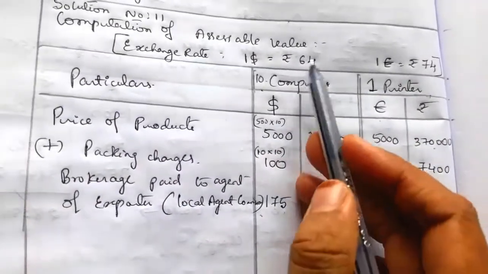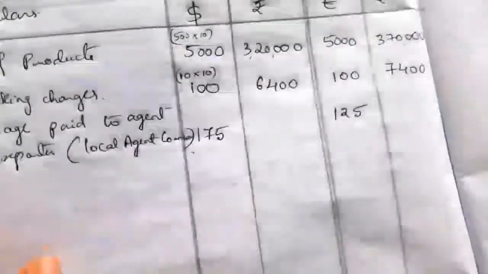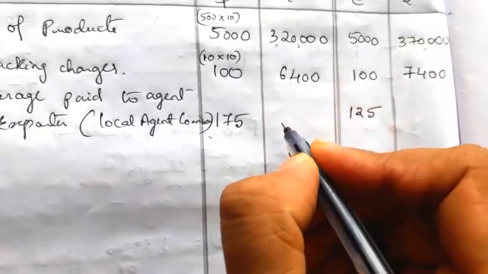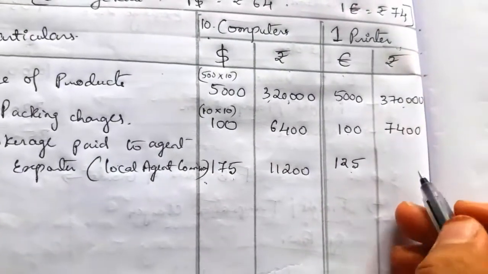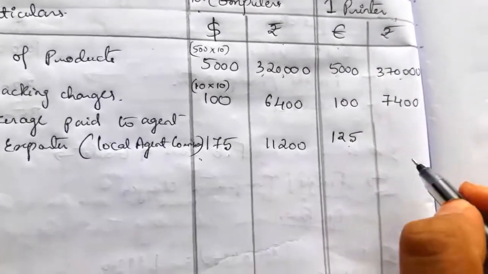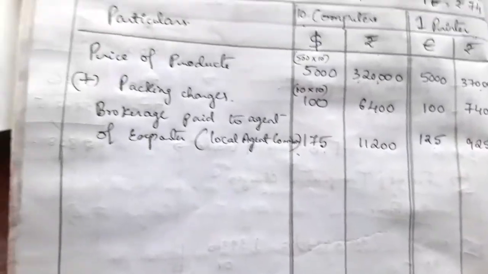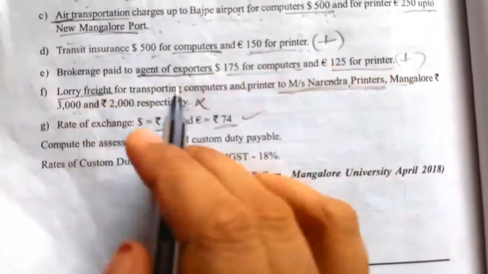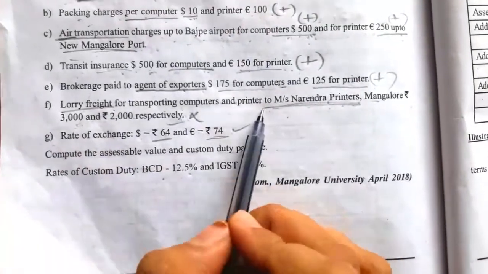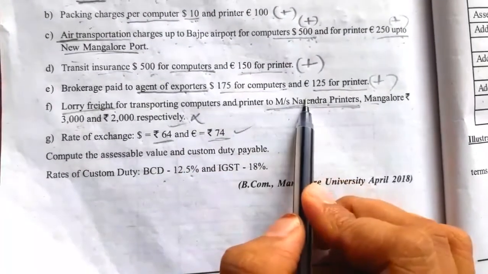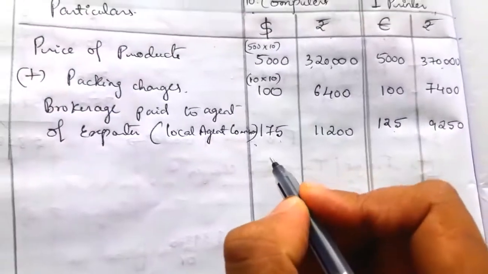So the 175 into exchange rate 64. So that is equal to 11,200, and 125 into exchange rate 74 is equal to 9,250. So that is about the brokerage paid. Next we have to see, is there any other expenses? Lorry freight is incurred from an importer port to the place of importer, should not be taken for assessable value. So only that much. So we have to take the FOB.